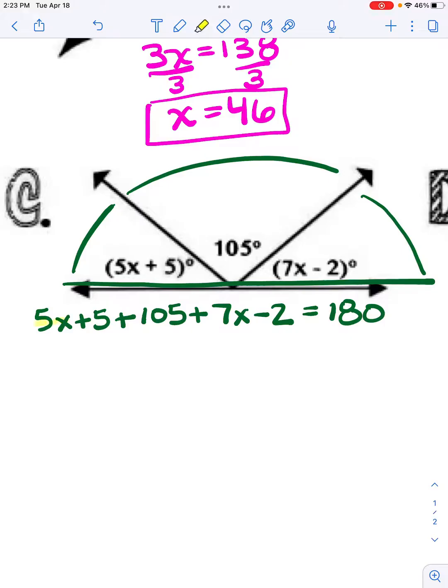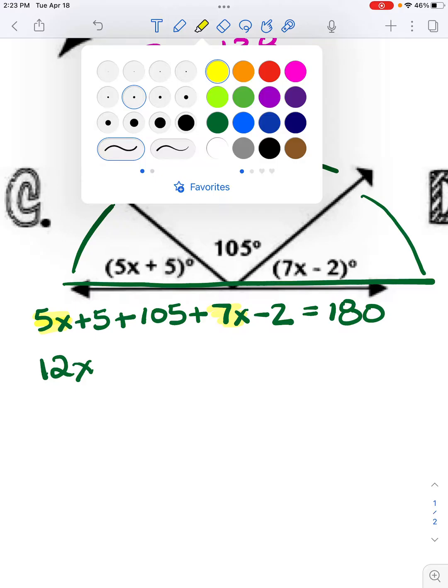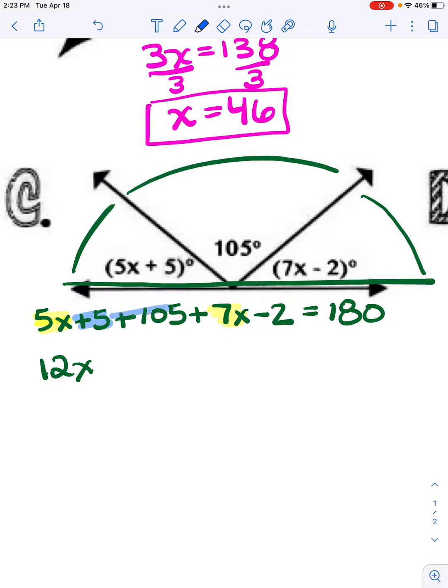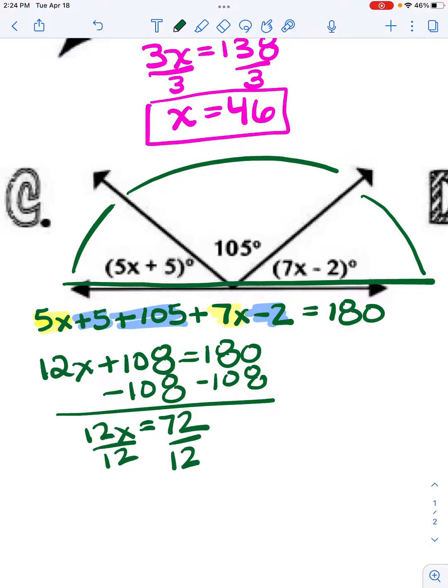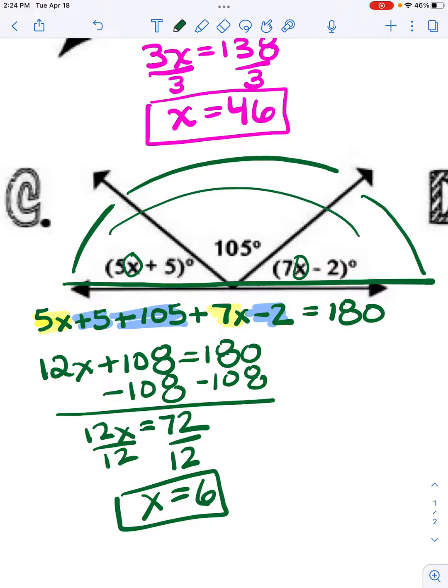So I'm going to combine all my x's. There's one, there's one. That gives me a total of 12 x's. They're on the same side of the equal sign, so I can add them together. And then I have all my constants, 5, 105, and minus 2, or negative 2. 5 plus 105 is 110, and 110 minus 2 is 108. Now it's just a two-step equation for me to solve. I'll do that by subtracting 108 and then dividing by 12. That gives me 12x equals 72. Dividing both sides by 12 gives me 6. And if I wanted to check that, I could replace these x's with 6 to see what I get and then make sure that the sum of those 3 is 180 in fact.